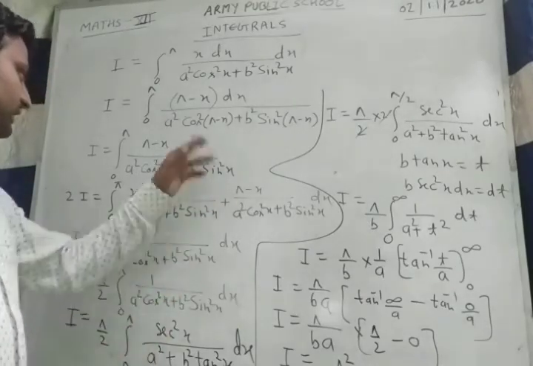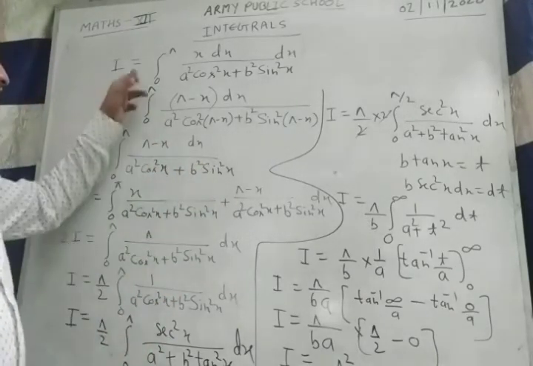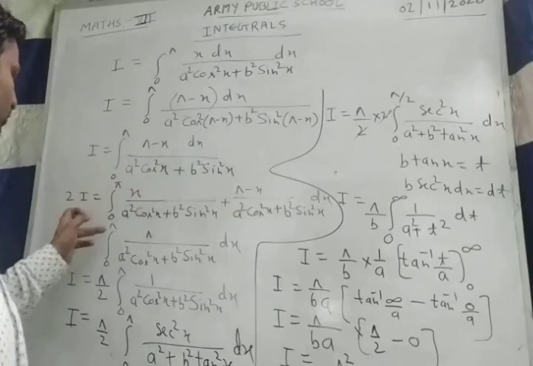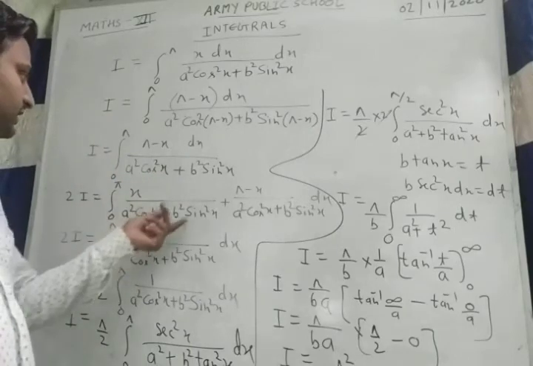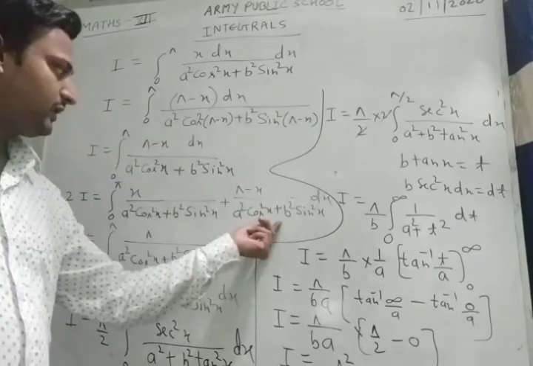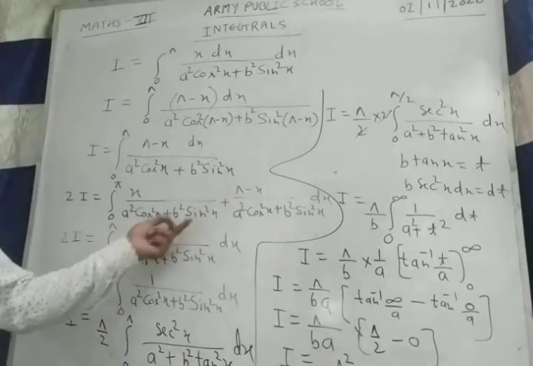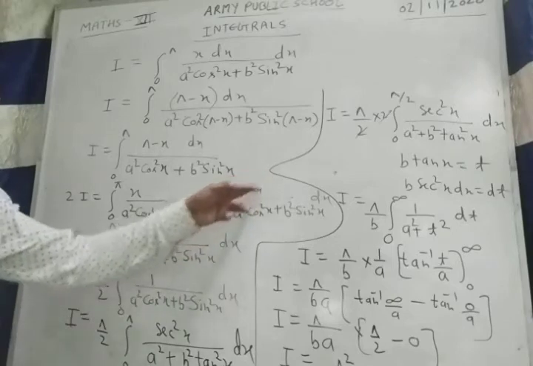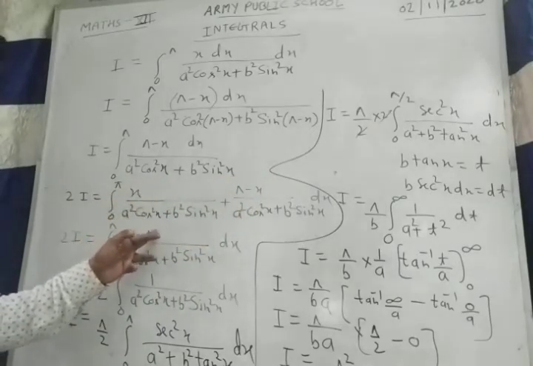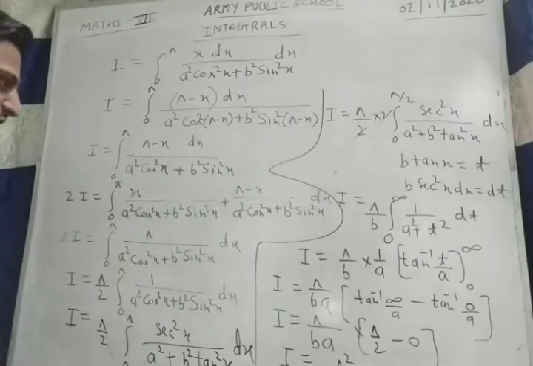Now cos (pi minus theta) is minus cos theta, so squared, we write the positive term a square cos square x; sin (pi minus x) is sin x, so b square sin square x dx. Now add this term and this term, we get 2I, integral from 0 to pi of x by this, and pi minus x by this. Okay, now the denominator is the same, so the x will cancel, and we get pi by a square cos square x plus b square sin square x.